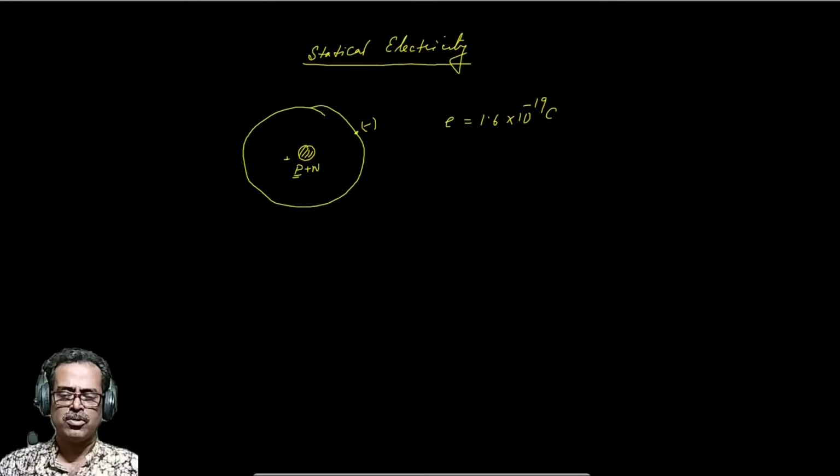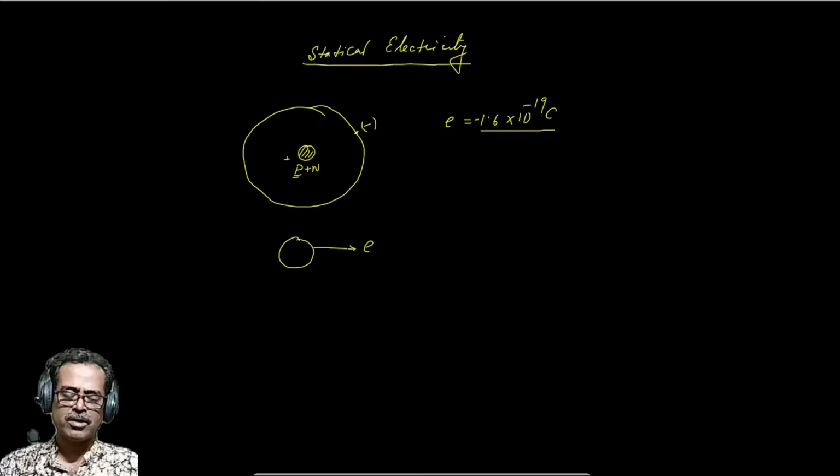Also, the magnitude of the charge of a proton is equal to 1.6 times 10 to the power minus 19 coulomb. But the electron possesses negative charge, while the proton has positive charge. They are equal and opposite. And as the number of protons in the nucleus is equal to the number of electrons in the orbit, as a whole, an atom is neutral.